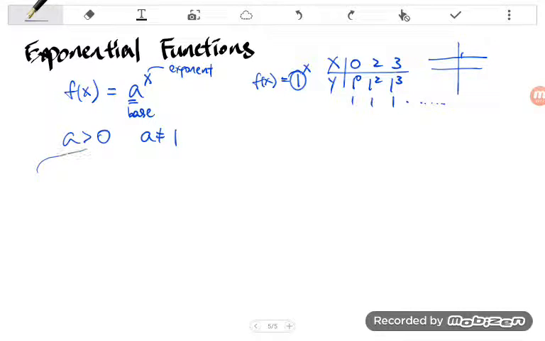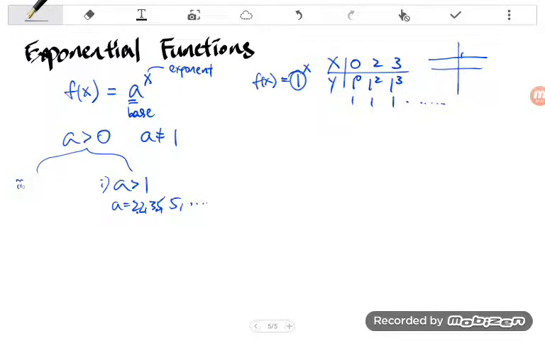Now within this positive a greater than 0, we can break it down into two different categories. The first one: if a cannot be 1, maybe a can be greater than 1. So maybe my a can be equal to 2, 3, 5, whatever. Even something like 3.5 works, or 2.2 works as well. Any value that is greater than 1 would be my first category.